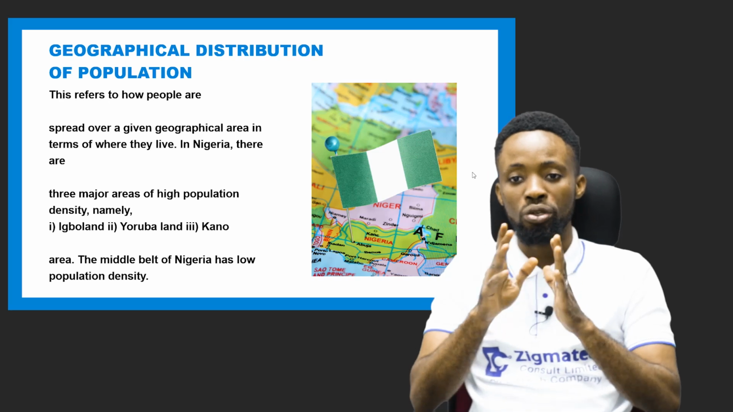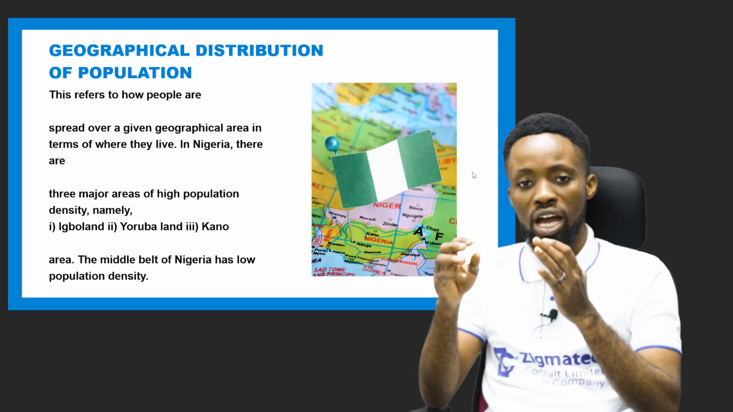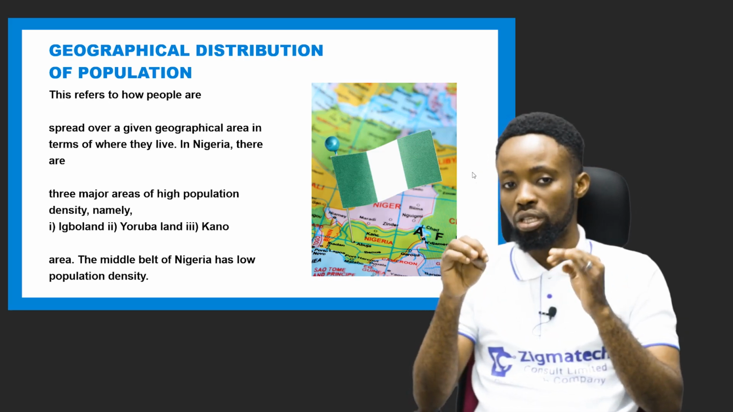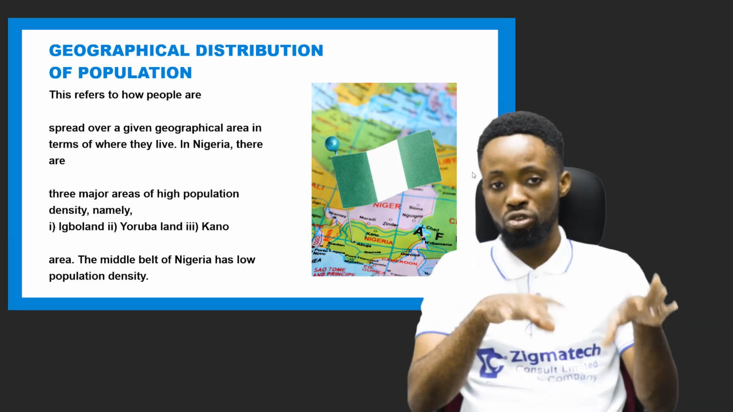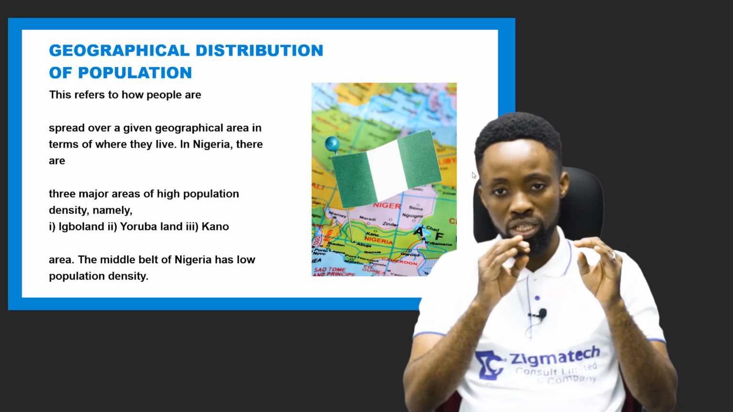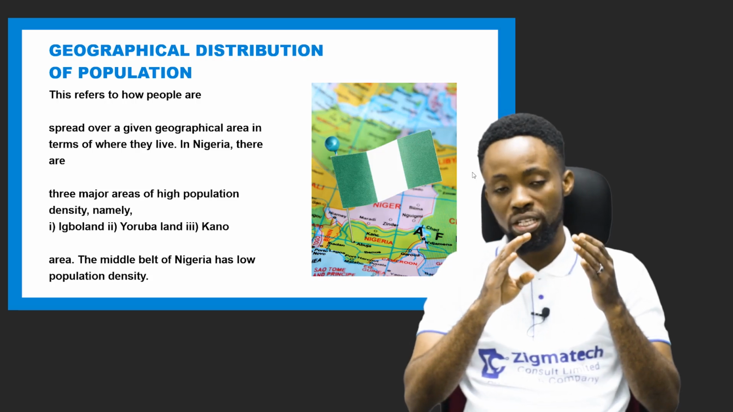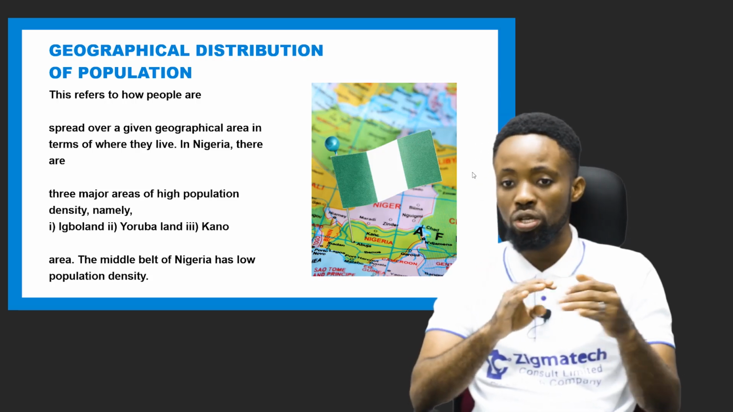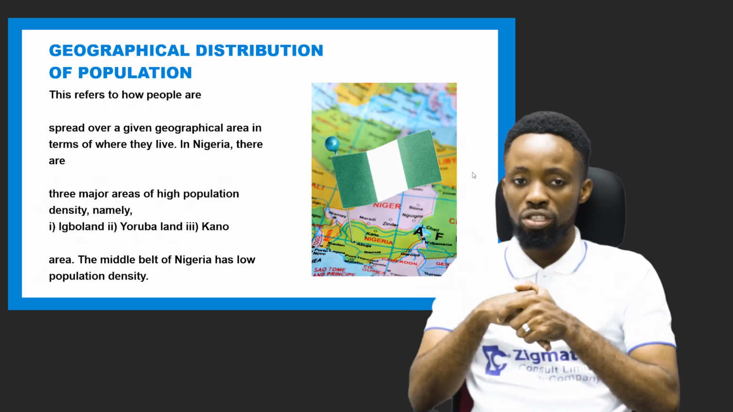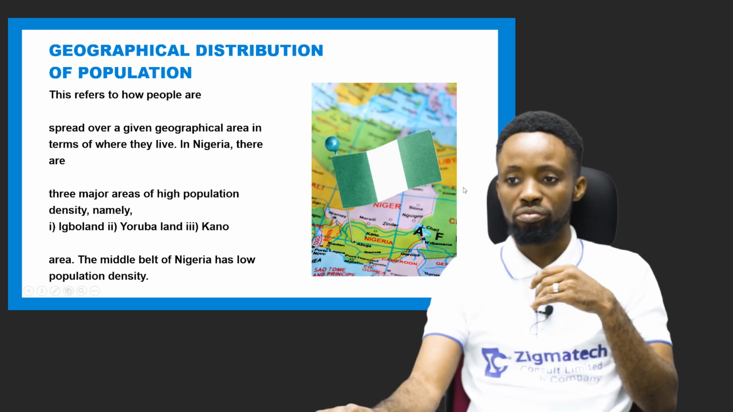And in Nigeria, if you look at the geographical landscape of the country, you realize that the places where we have a high population density are usually centered on the three major ethnic groups we have in Nigeria. So we have it more in Igbo land, we have it in Yoruba land, and we also have it in the north, Kano to be precise. And the middle belt area of Nigeria usually has a low population density.